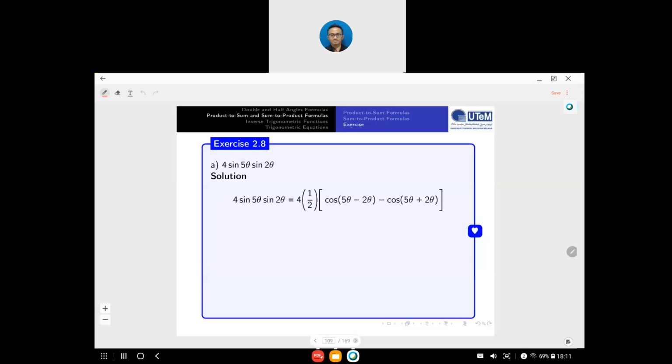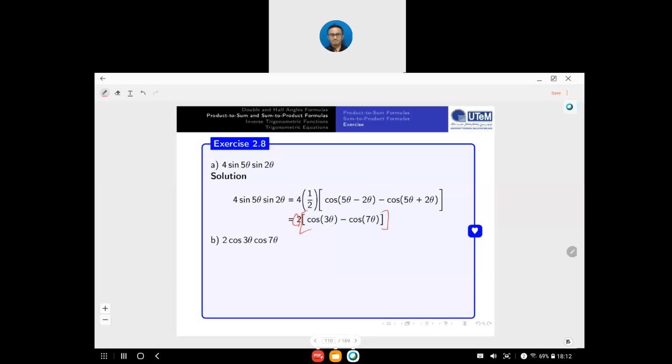So this one, it becomes sin 5 theta sin 2 theta. So this one, product to sum. So just substitute in the formula of sum. So we know that it becomes cos(5 theta minus 2 theta) minus cos(5 theta plus 2 theta). Okay, and then simplify this one first, becomes 2. Okay, so it becomes 2 cos 3 theta minus cos 7 theta. Make sure bracket ni kena ada ya, sebab dia darab dengan 2 kat luar. Okay, 2 tu darab dengan both cos 3 theta and cos 7 theta.